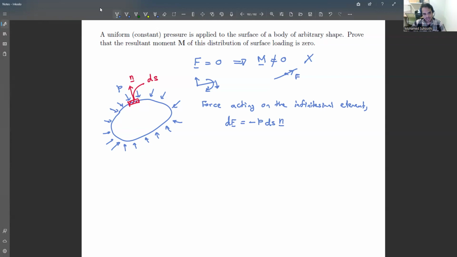So now I will calculate. What is that? My point of interest, the point where I am taking the moment, it can be some point, right? With this point, we have one vector, right? That is our position vector. This position vector, I'll take as R, right? I use a different color, right?